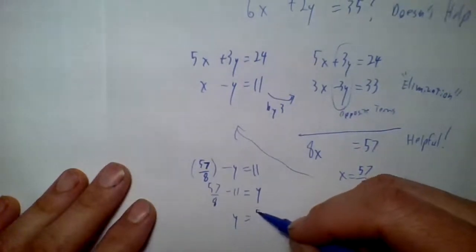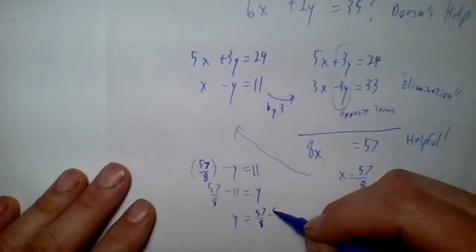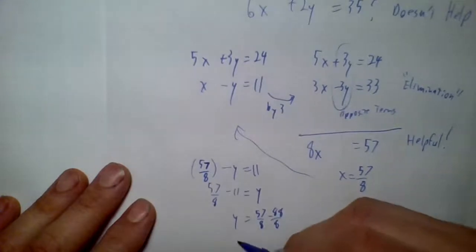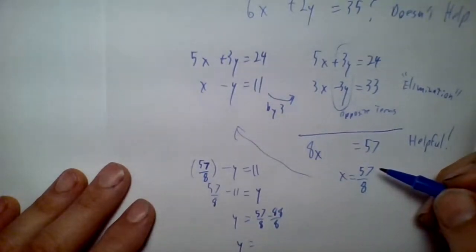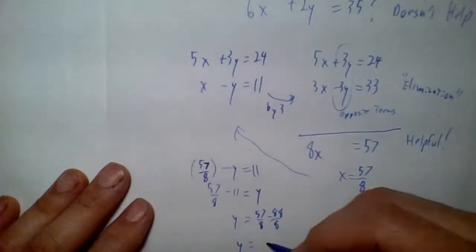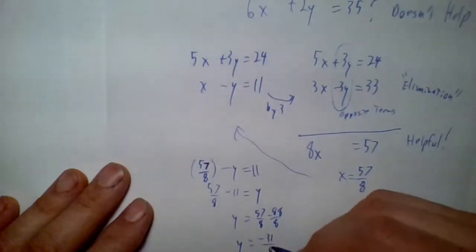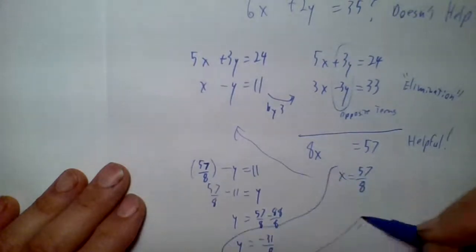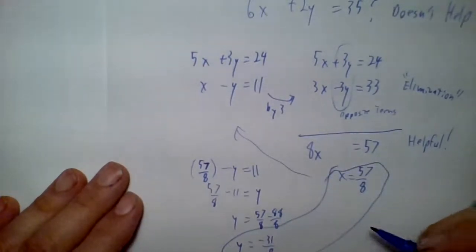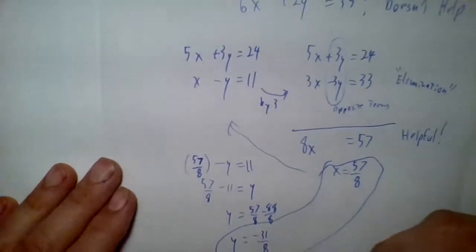All right, that's a little fraction work, but I'll write this out now. That's a common denominator there, so I got negative 31 over 8. Both of those are parts of the solution right there. So that's the solution. That's the ordered pair that works.